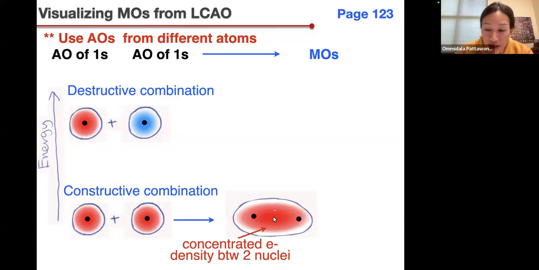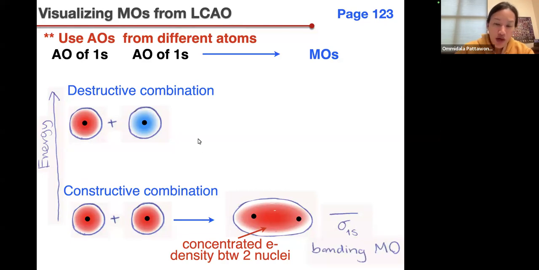Because we still do head-to-head overlap, an s orbital will always undergo head-to-head overlap, so you're always going to end up with a sigma bond. This sigma bond specifically is the molecular orbital sigma 1s, because it's derived from the 1s combination. If you want to write that down, this is what we call the sigma 1s bonding molecular orbital.